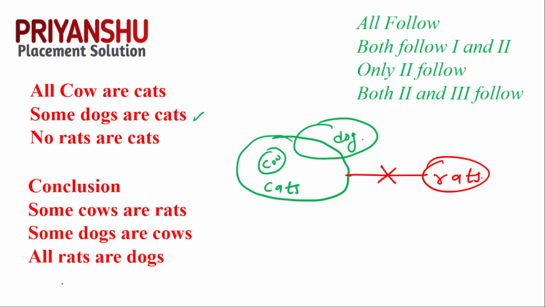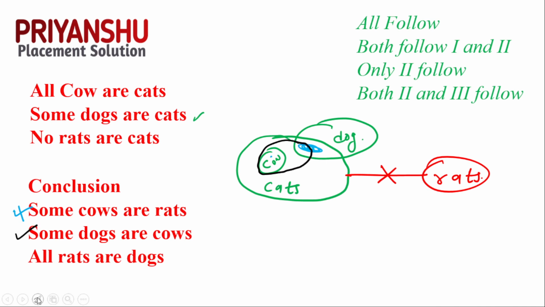So let's come to the conclusions, guys. The first conclusion is given as: some cows are red. This is cows, some cows are red. No, it does not follow, so this one is false. The next is: some dogs are cows. Maybe it will be like this, cow is here. So this one is true.